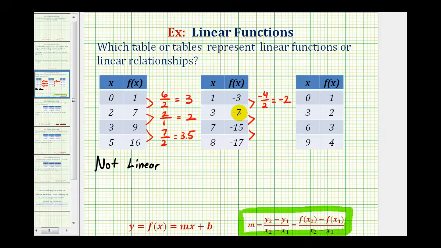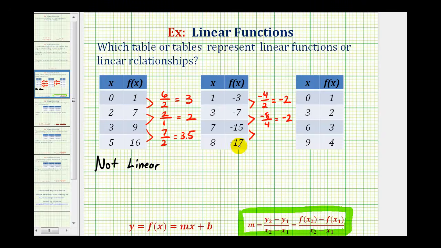Next we have negative 15 minus negative 7, or negative 15 plus 7, that's negative 8, divided by 7 minus 3, that's 4. Negative 8 divided by 4 is still negative 2. The rate of change is the same so far.